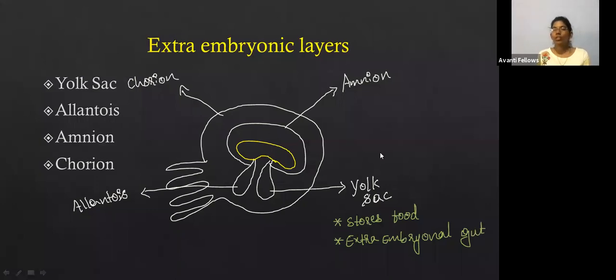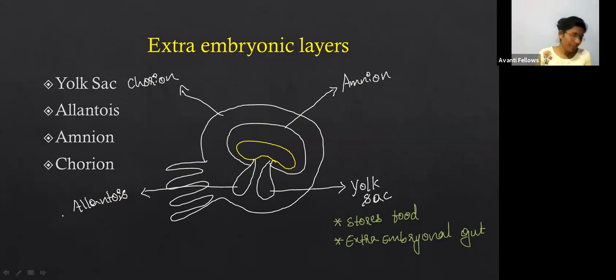What does a yolk sac do? Yolk sac is going to store the food which is required for the embryo, and by storing the food, this yolk sac is going to act as an extra embryonal gut. Gut means just a digestive system. So while developing, this yolk sac acts as an extra embryonal gut, because inside the embryo the gut is not yet formed. That's why this yolk sac, which is present outside the embryo, is called the extra embryonal gut.